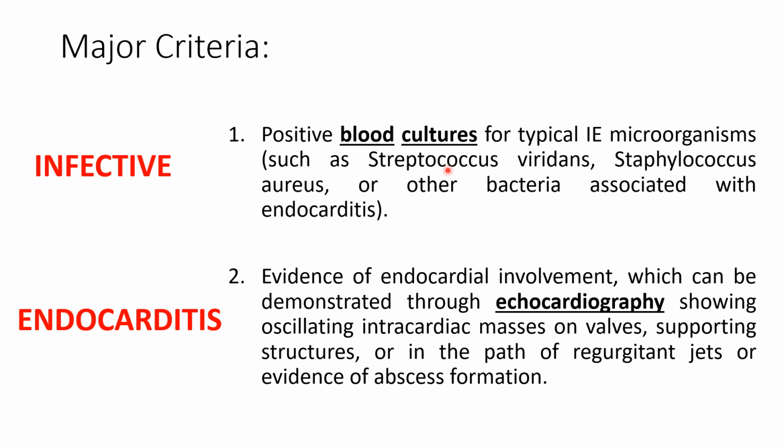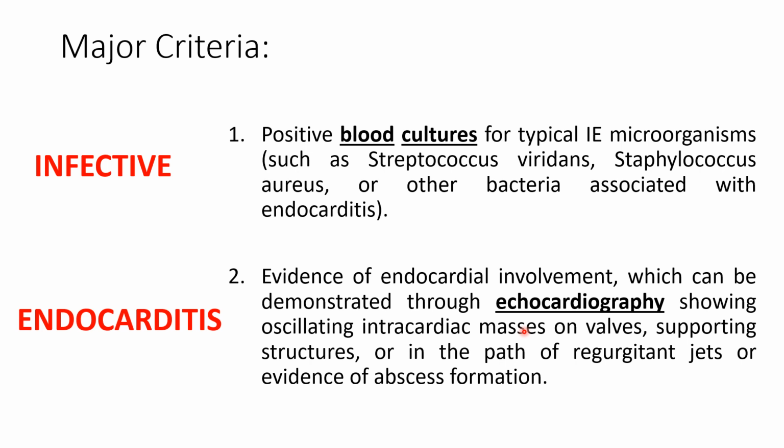So when you take a blood sample and send it for culture, you get a positive blood culture, especially for Streptococcus viridans and Staph aureus. The next major criterion is endocarditis, meaning the infection has involved the endocardium. How do you prove that the endocardium is infected? You do an echocardiography. There are oscillating intracardiac masses on valves or supporting structures. For example, on your mitral valve, there is some bacterial vegetation or growth attached.